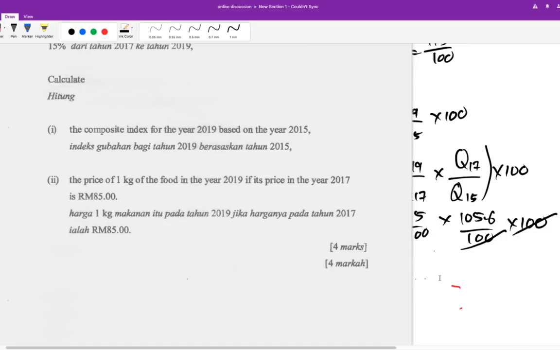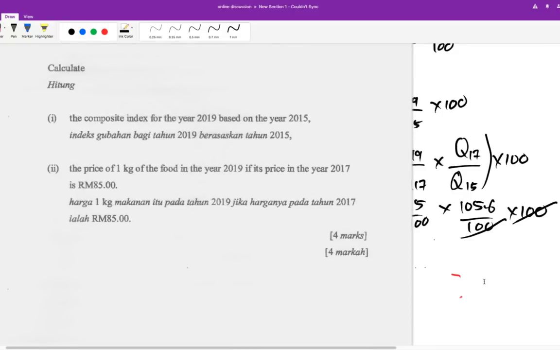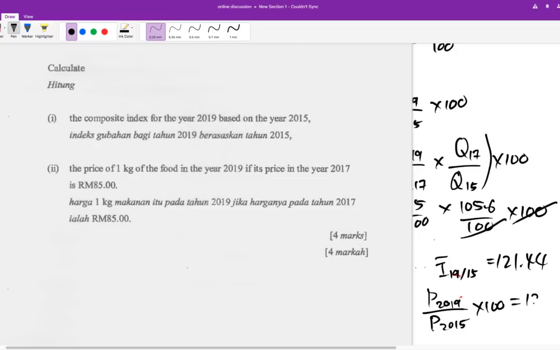Okay, anyways, let me just use a little space at the side here to explain this one. Just now we got the index number for 2019/2015 is 121.44. Now the question actually asks about the price in 2019. So I know this one is price for 2019 over price for 2015, multiply 100, then I get 121.44.